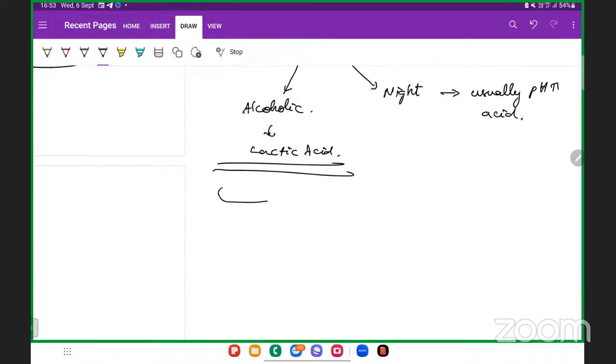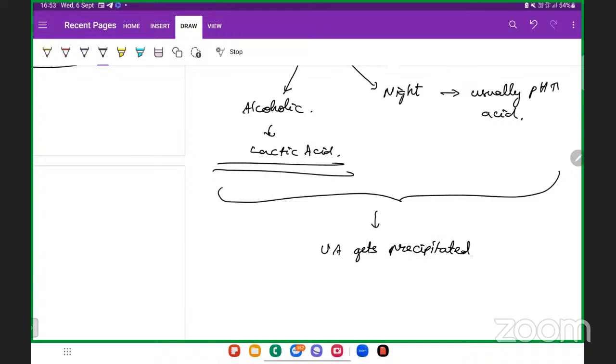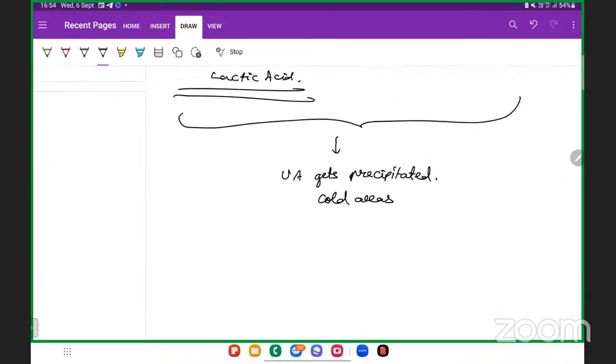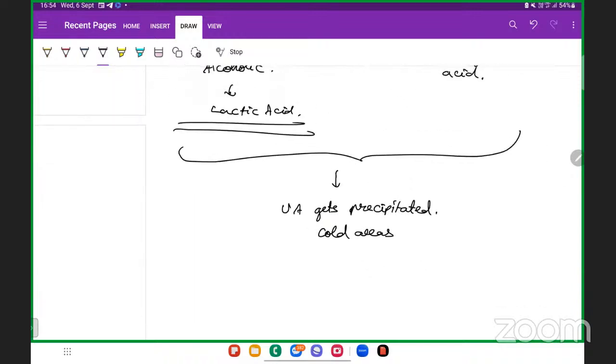At one point of time, all this uric acid gets precipitated. It gets precipitated at the cold areas. Cold areas means your knee, your joints, your first toe, your kidney. In all these places, it is going to go and sit down.